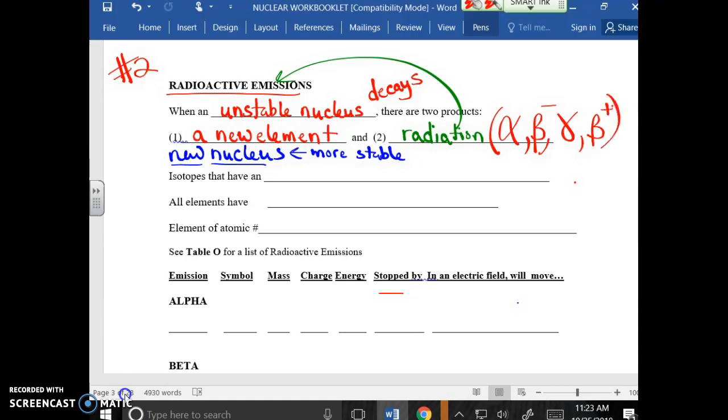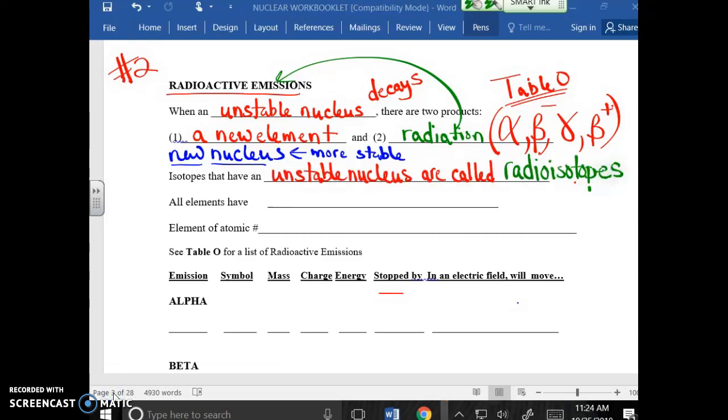Notice these are Greek letters. You don't have to memorize these. These are all listed on Table O for you, which we're going to unpack in a few minutes. Now, isotopes that have an unstable nucleus have a special name. Such isotopes are called radioisotopes. In other words, they're isotopes that are radioactive. They undergo decay. They break up into new elements, new nuclei that are more stable than what they came from, and of course they pump out radiation in different forms.